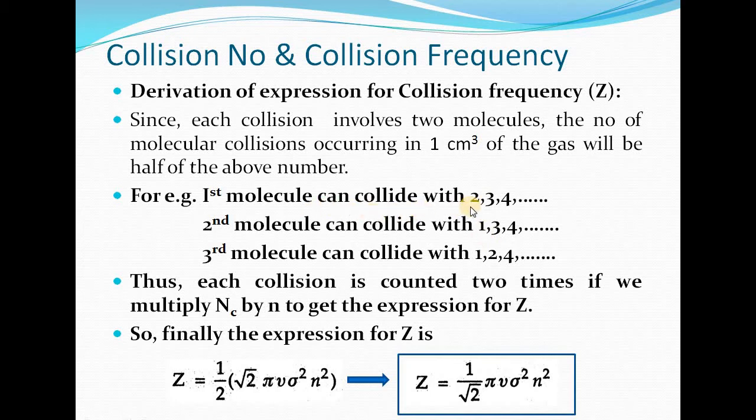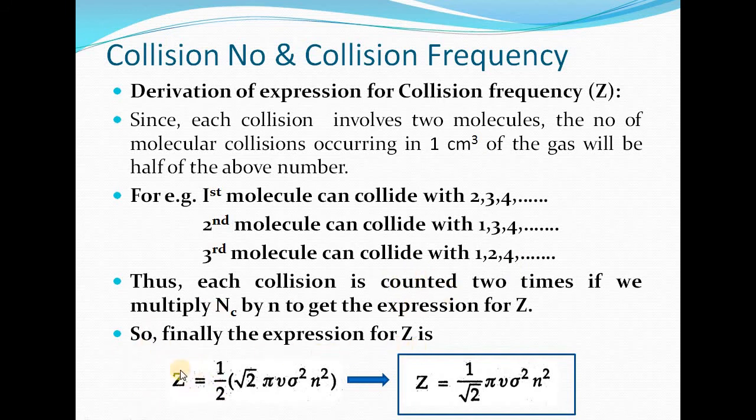First molecule is colliding with the second one, and here the second molecule is colliding with 1. So this collision has been counted 2 times. Similarly, the first molecule is colliding with the third one, and here we are counting the third molecule colliding with the first one. So these 2 collisions are the same thing, and we are counting it 2 times. So we will have to correct this to get the final expression for Z.